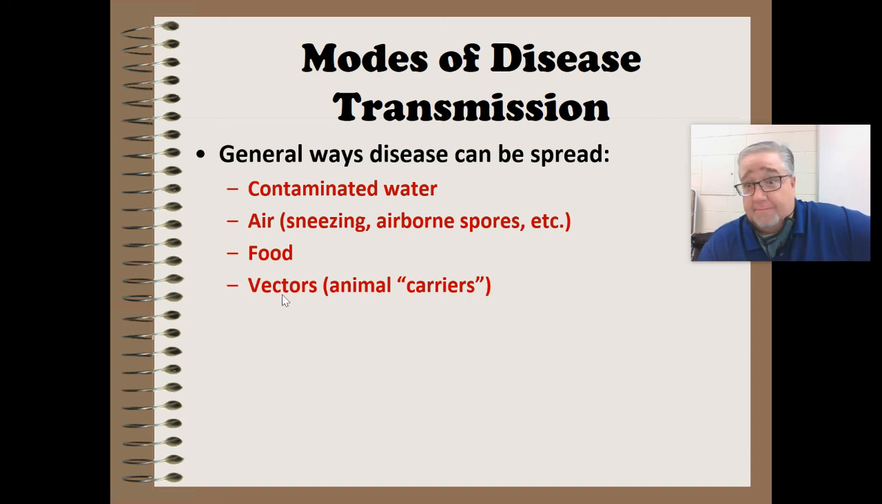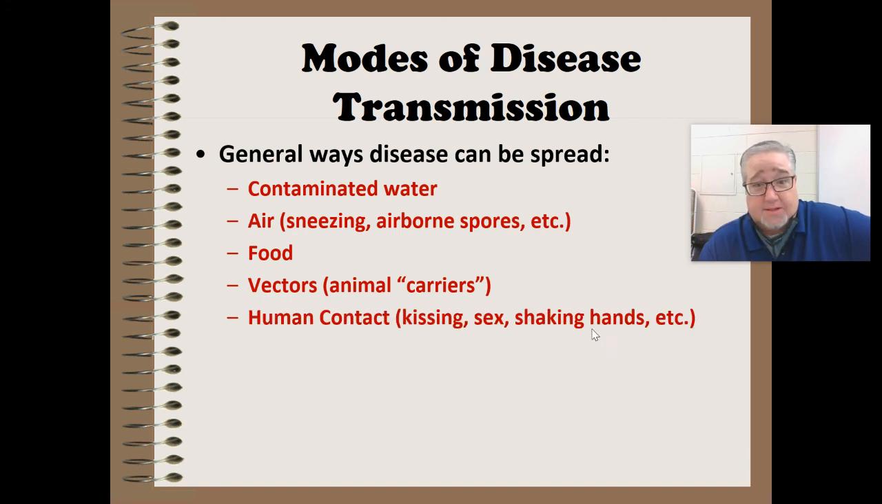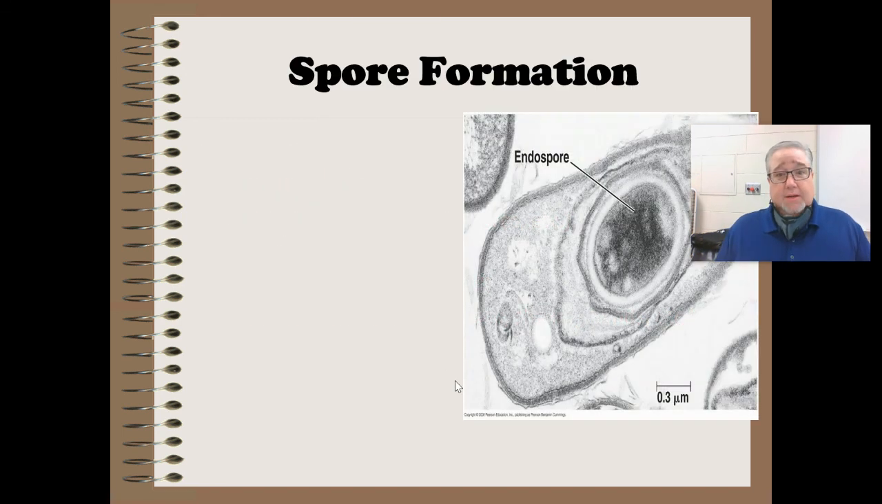Animal vectors, like, for example, mosquitoes, different types of insects, even things like rats, that can pass disease from one person to the next. Then finally, just human contact, things like kissing, sexual contact, shaking hands. All of these things are ways that, again, diseases can be spread from one person to the next.